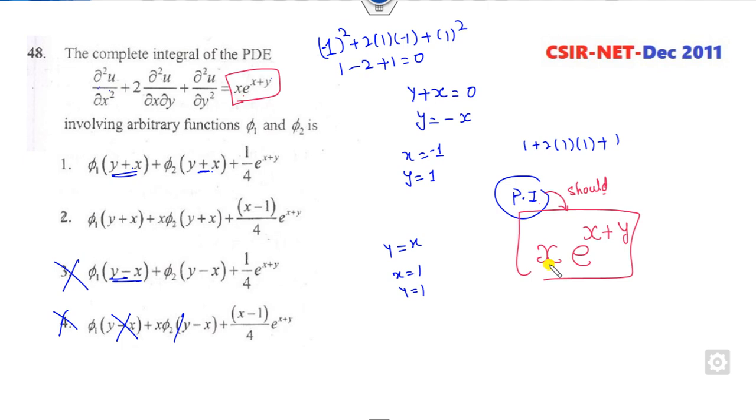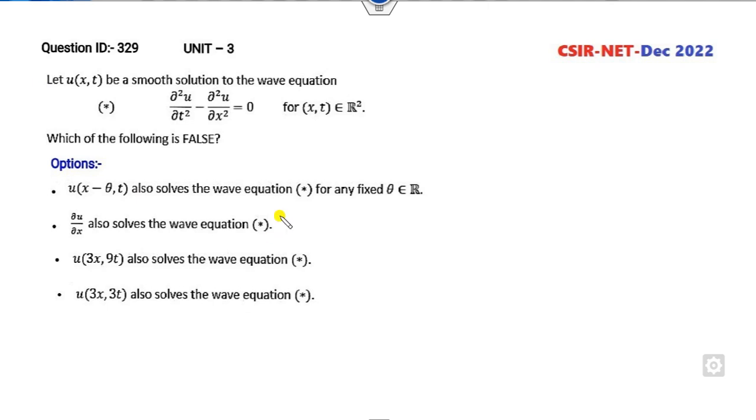So it means it must contain x as well as e raised to power x plus 1. But here there is no x involved, so this option is cancelled out. The right answer is there. You can see x into e raised to power x plus 1 involved. So the right answer is only B, my correct answer.